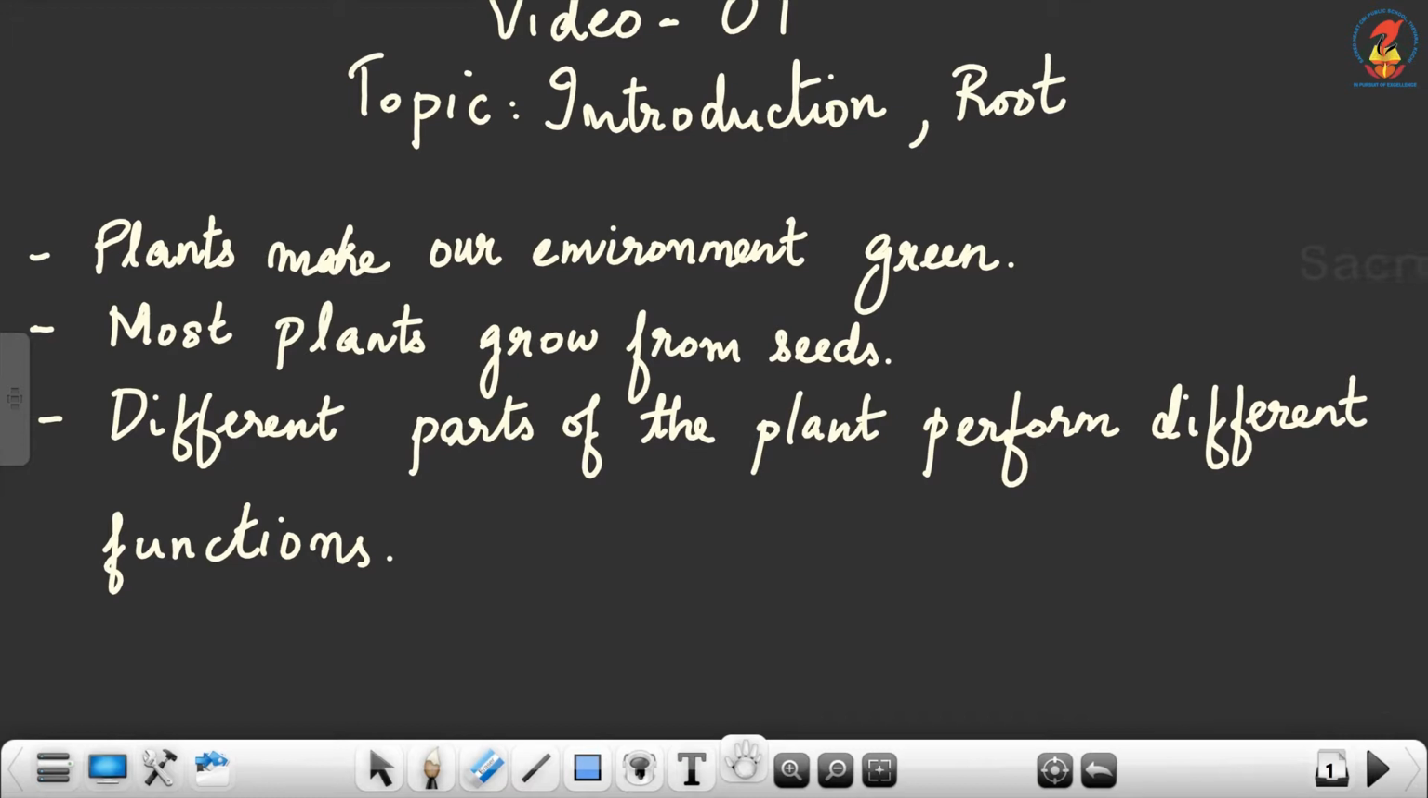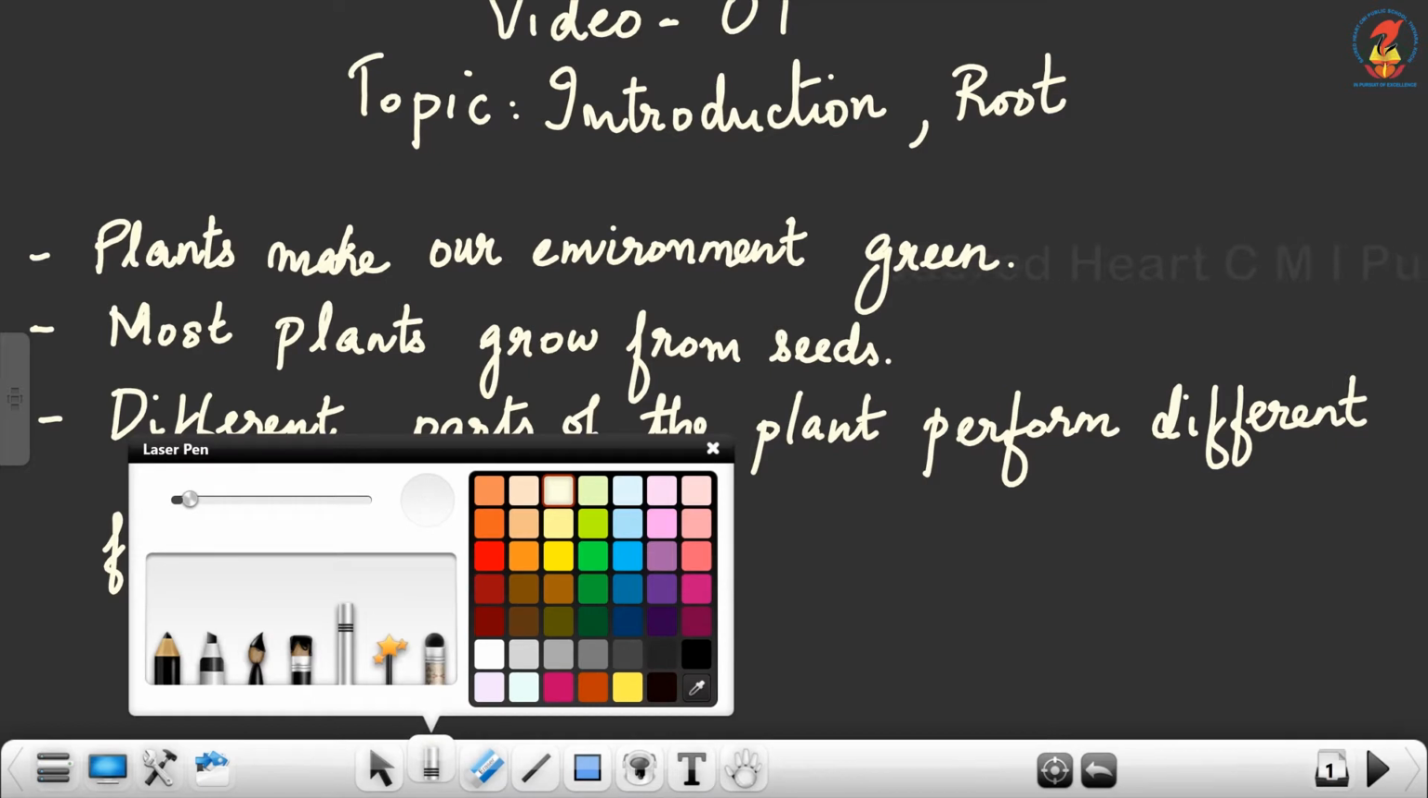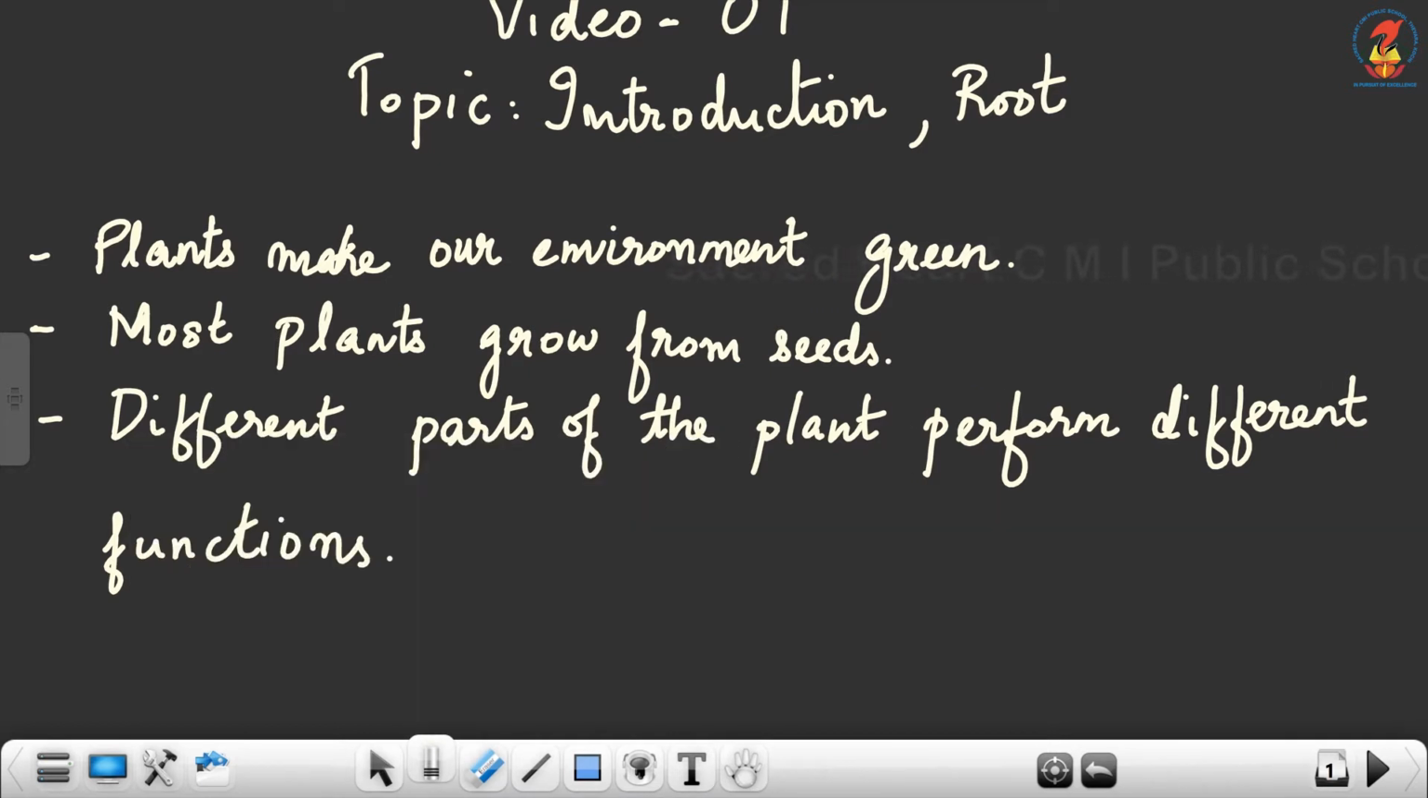So as I told you, plants make our environment green. And most of the plants grow from seeds. You know that when you eat a fruit, inside the fruit you will find seeds, and most of the plants grow from these seeds. But it doesn't mean that the plants can only grow from seeds. There are also other plants that can grow from pieces of stem or from leaves, etc.